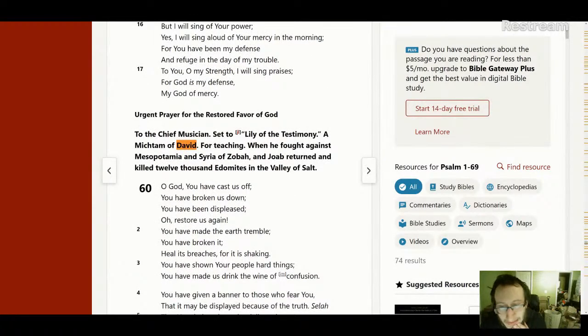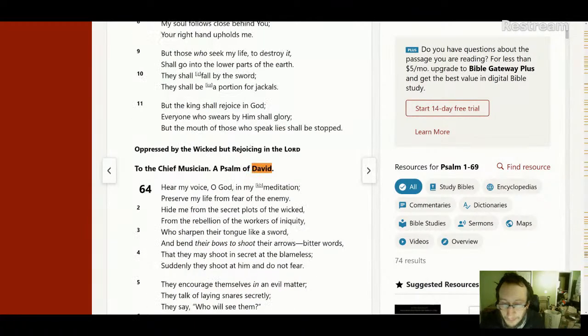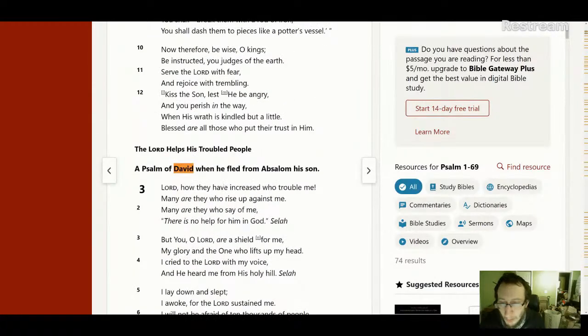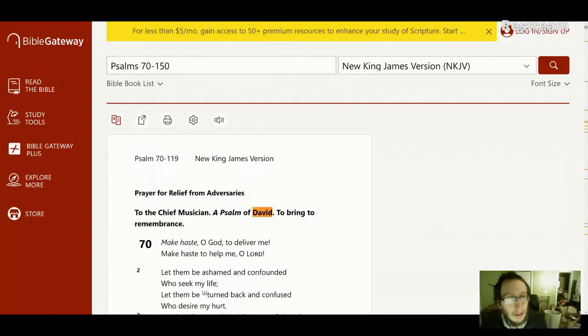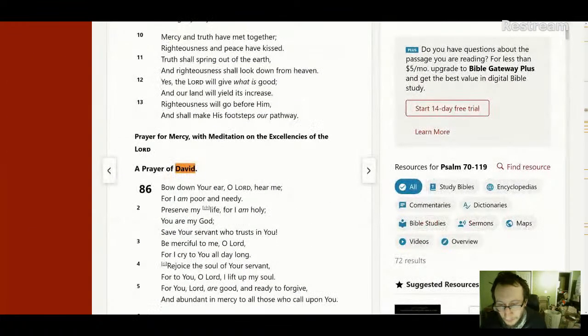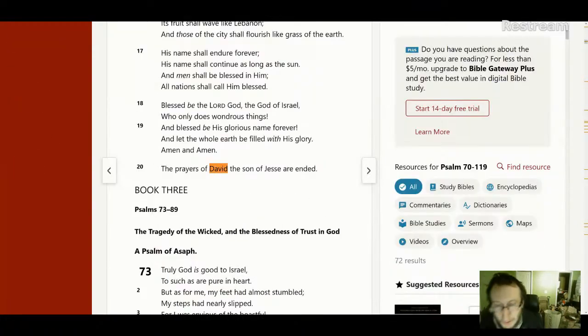When he fought against Mesopotamia and Syria of Zobah, and Joab returned and killed 12,000 Edomites. I think that would be from the book of Nathan the prophet. When he fled, okay, that's from the beginning. So, with all that said, that's the basic. I'm going to be using the Psalms for that. Let me just see. It only went to the first 70 Psalms or so. So let me just quickly look, see if there's any other ones that we missed. David. Yeah, there's no other ones.